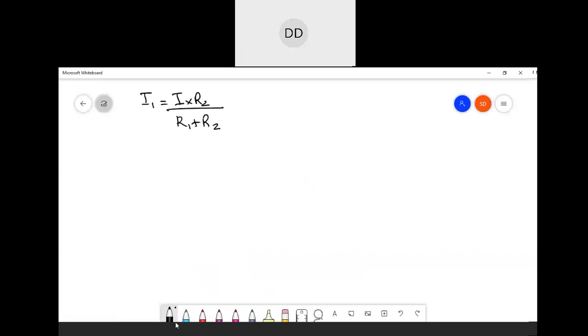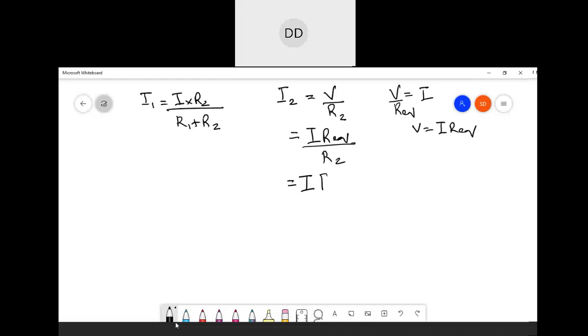On similar grounds, if I need I2, I know I2 is equal to V by R2. And V by R equivalent was equal to I, so on similar grounds I can write V is equal to I R equivalent. Substituting the value of V, I get I into R equivalent divided by R2. R equivalent is nothing but R1 R2 divided by R1 plus R2. I have this R2 over here, so this cancels. My final equation is I2 equals I into R1 over R1 plus R2.